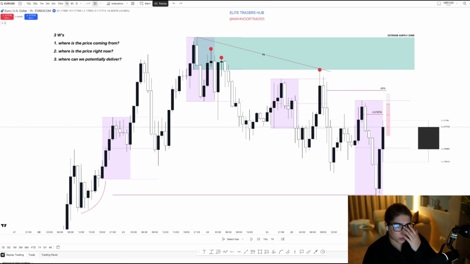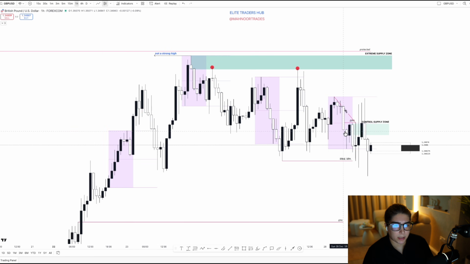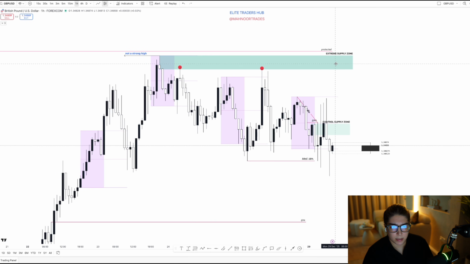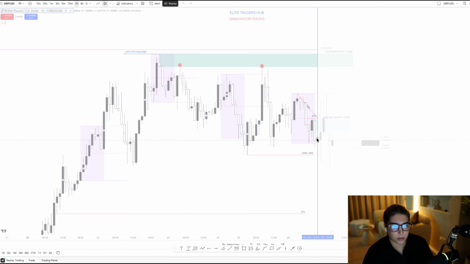Now what I'll do is I will show you the correlated pair as well, which is GU, and it has, you know, something similar happening at the same time. You have the supply zone. Again, it attempted to break past it quite a few times. Let me just reverse the price to the start of London.